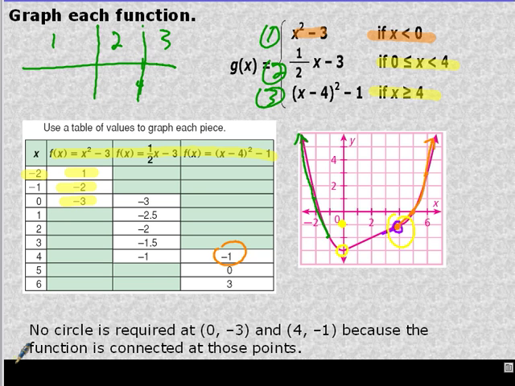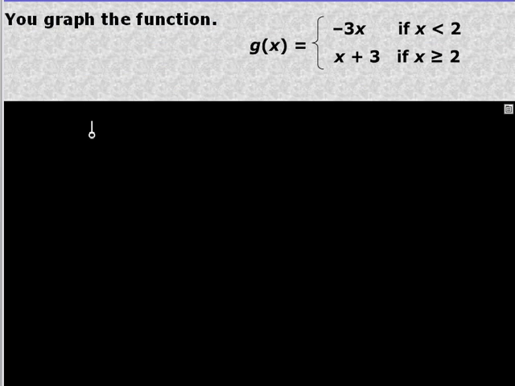Okay, here's one for you to graph. Make sure you understand how to graph the different pieces.